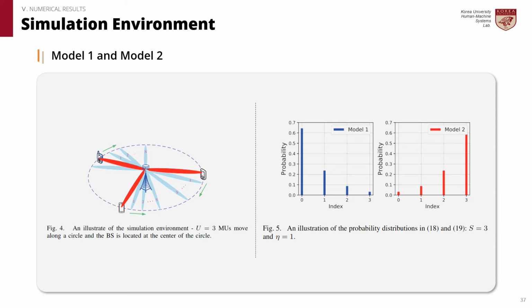Numerical result. The simulation environment is like figure 4. The two probability distributions on the right side, model 1 and model 2, are considered in order to probabilistically represent changing to another beam in the next time slot because of the change of the environment. The index difference 0 means that the current beam is used again in the next time slot. Model 1 is a model in which mobile users are relatively slow moving, and mobile users of model 2 move relatively faster.